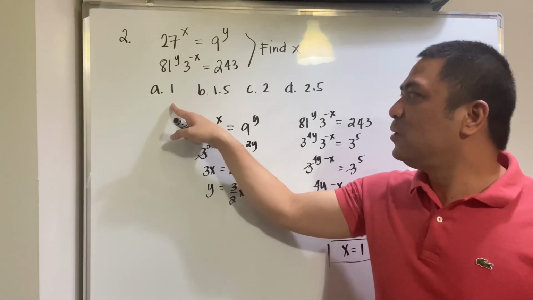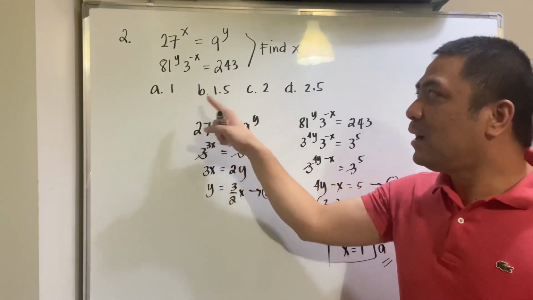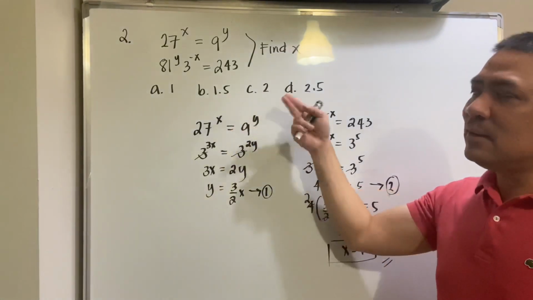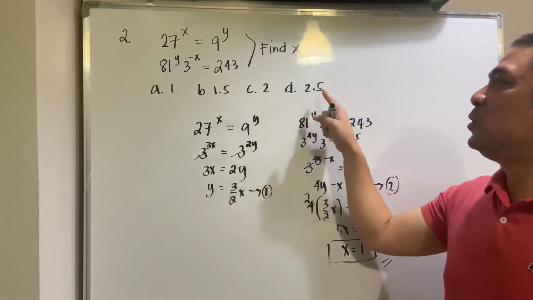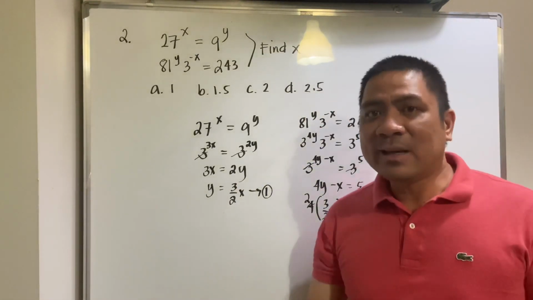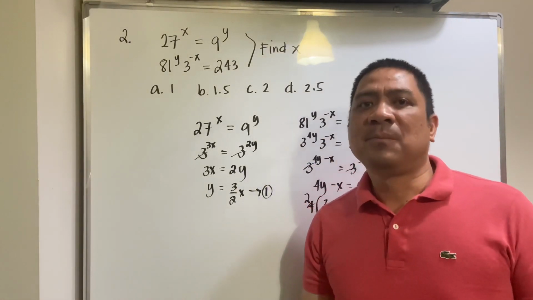that x value is the right answer. If not, that means you have to proceed to the next choice. You have to substitute 1.5, 2, or 2.5. So that's another way to solve this problem.